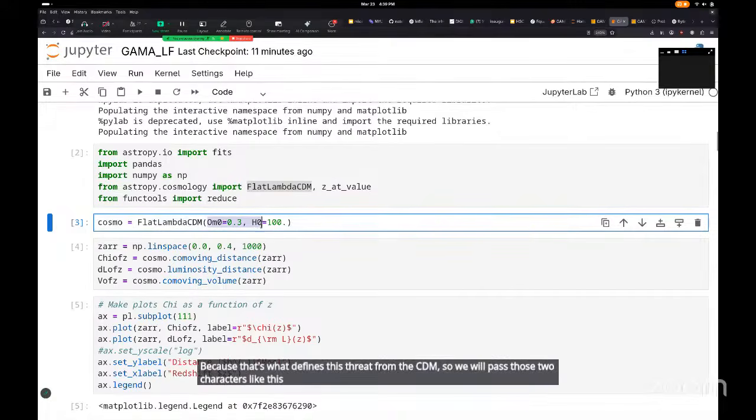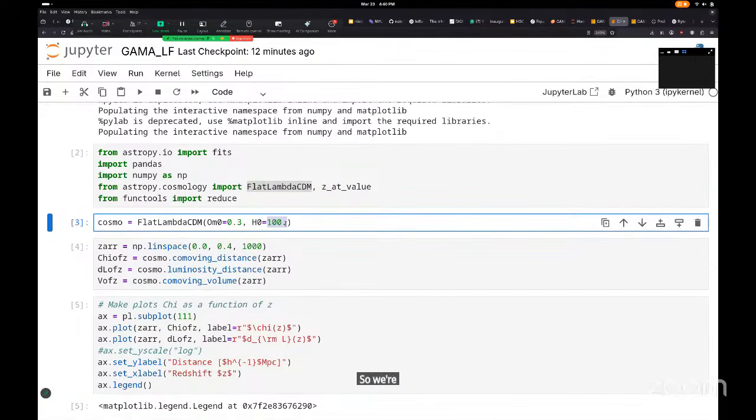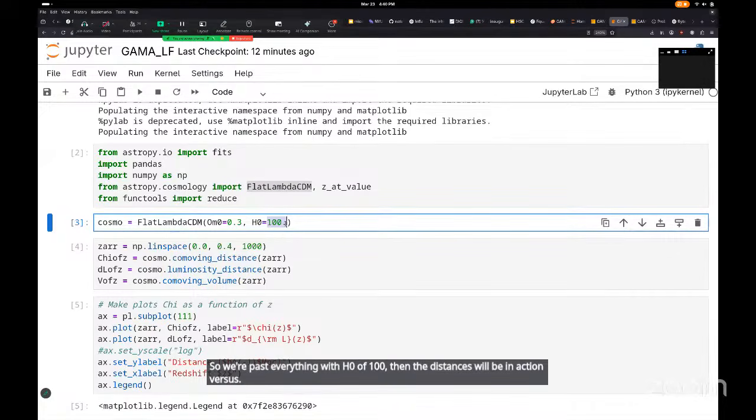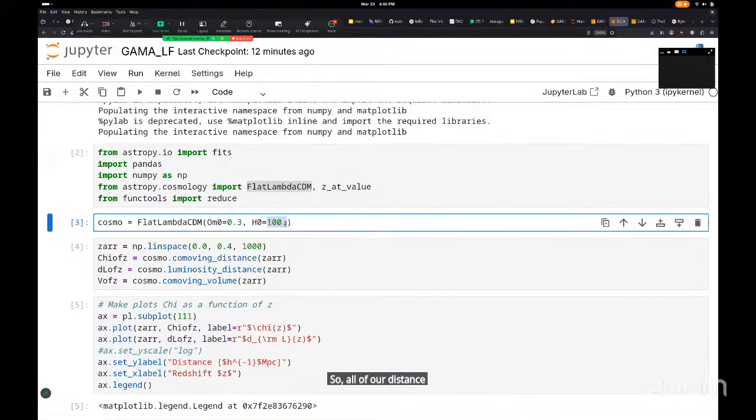Omega m0 is 0.3. H naught is 100. This H naught is given as 100 because there is an uncertainty in the value of the Hubble constant right now. So what we do is we write the Hubble constant as 100 times the small h. So you pass everything with H naught of 100, then the distances will be in h inverse megaparsec. So all our distances will be in h inverse megaparsec because of this.